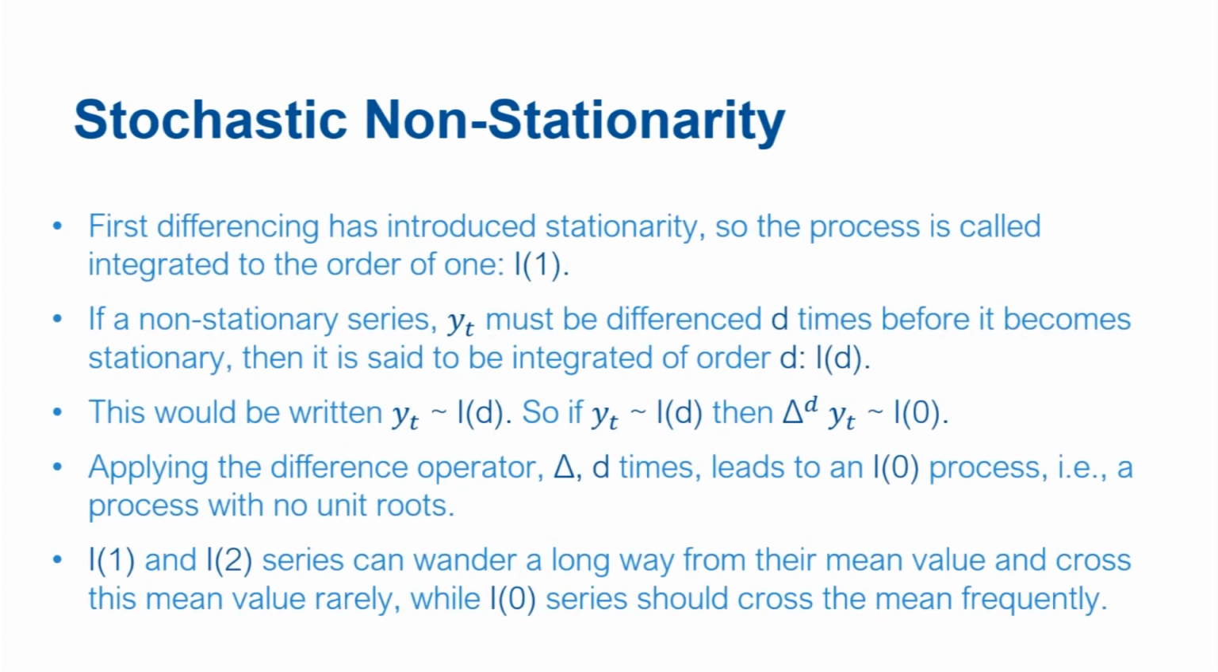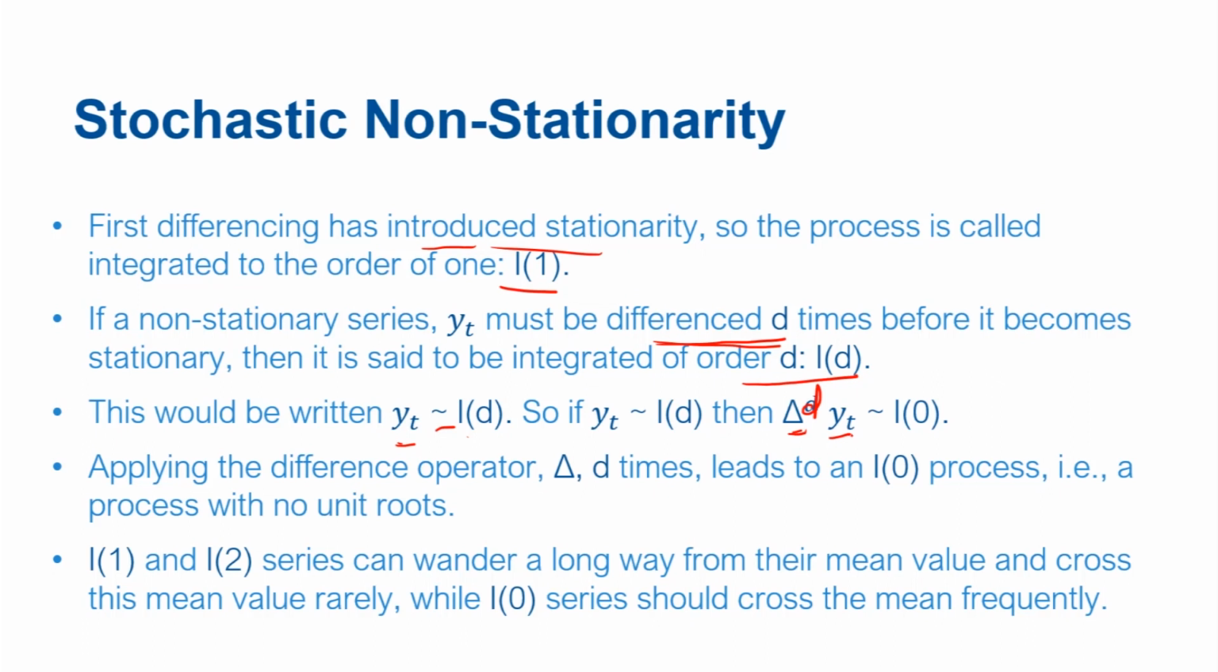Let us summarize what we discussed in this stochastic non-stationarity. We said that first differencing introduced stationarity in a process that was integrated of order 1, or I(1). So if a non-stationary series requires differencing d times, then it is said to be integrated of order d, and it can be written as y t tilde I(d). That means it is an integrated process of order d, and it requires differencing d times. That means delta to the power d represents d-time differencing.